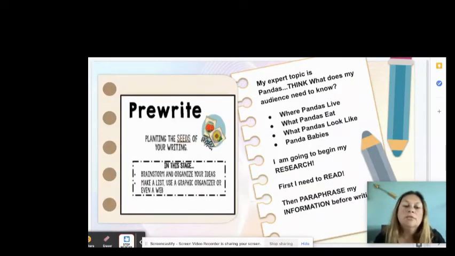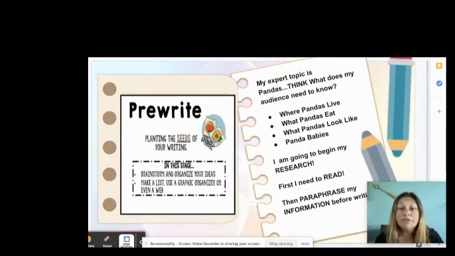When you pre-write, you plant the seeds of your writing. At this stage, you brainstorm and organize your ideas, you make a list, and use a graphic organizer to put your ideas together. So, the last lesson, you made a list of topics you were an expert on. My expert topic for this lesson is pandas. Let's think, what does my audience need to know? Well, I think you guys need to know where pandas live, what pandas eat, what pandas look like, and I think you should know some information about panda babies.